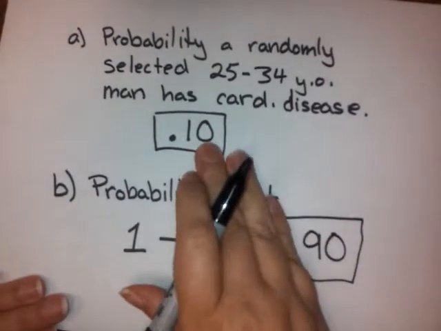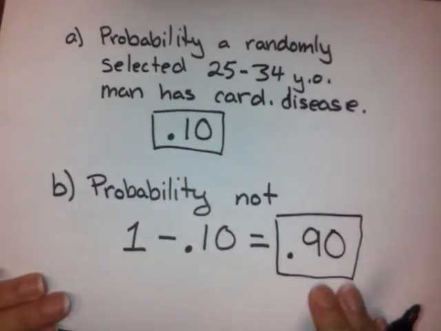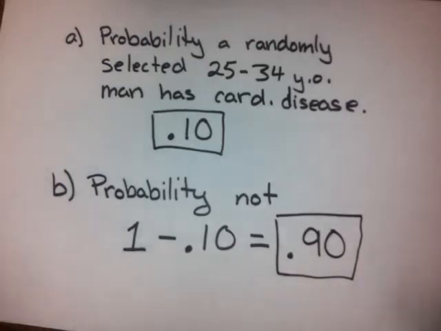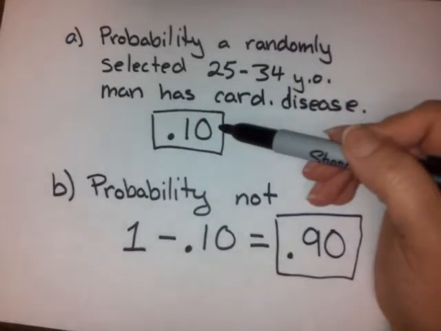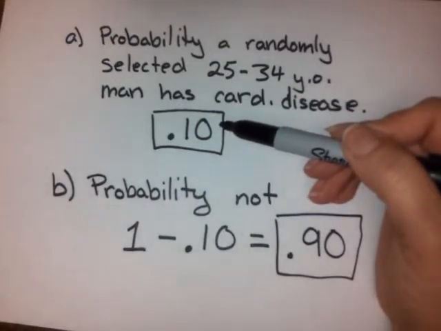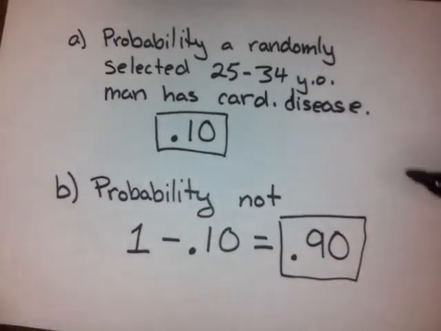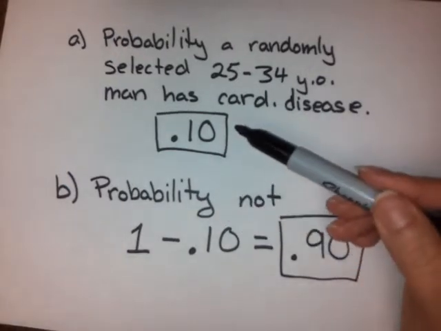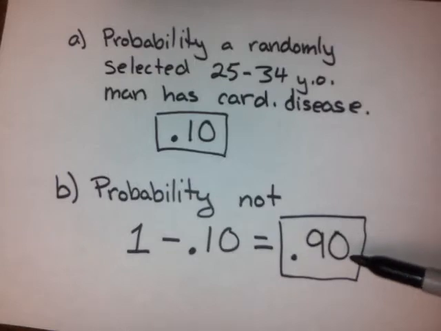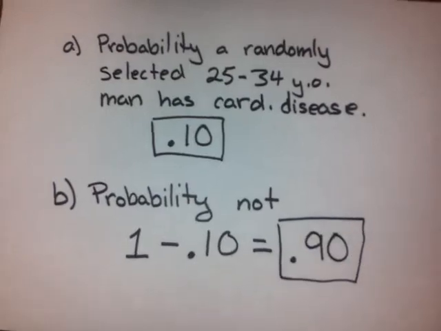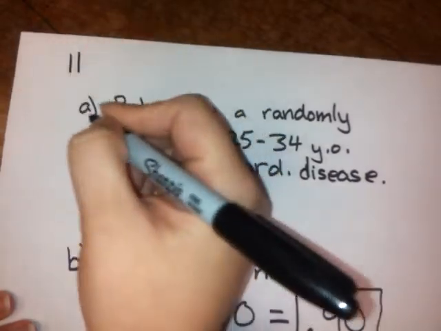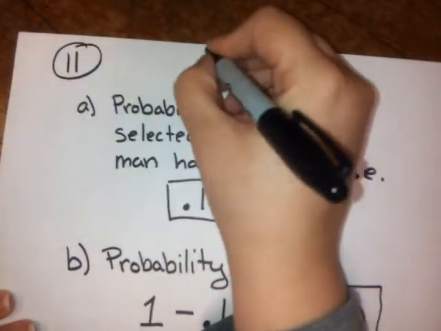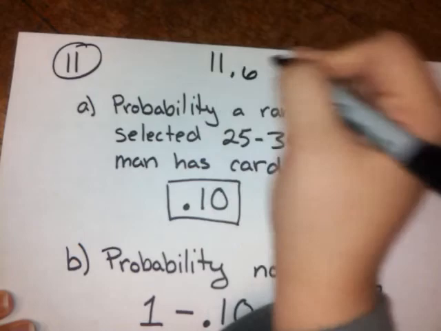So either he has cardiovascular disease or he doesn't. Whoever you ask, there's no in between there. They either have cardiovascular disease, and in that age range, our chart told us that that was a 0.10 probability that that happens. And so if it's a 0.1 probability that it happens, the probability that it doesn't happen is 0.90. And again, that was number 11 from section 11.6.